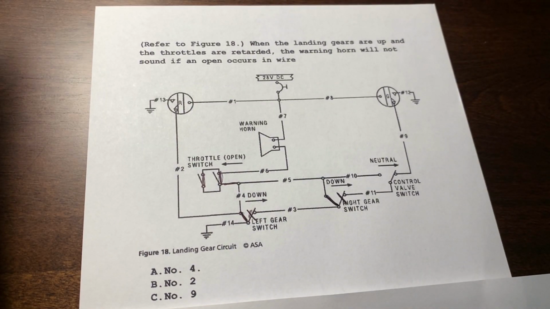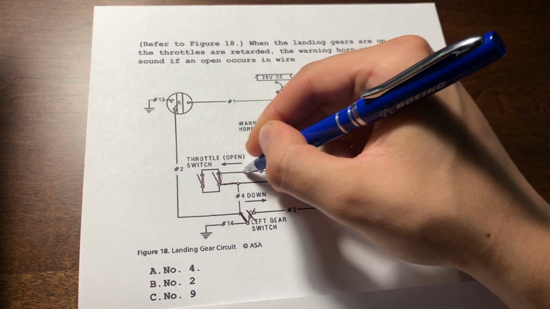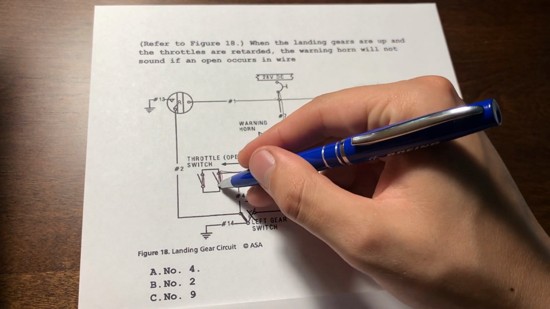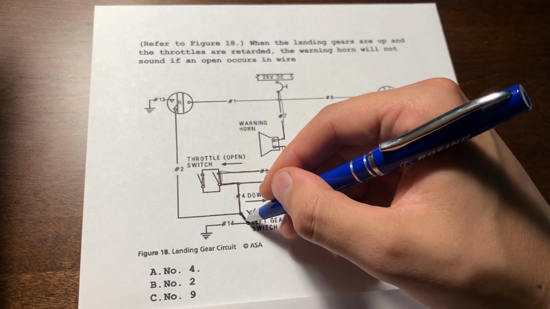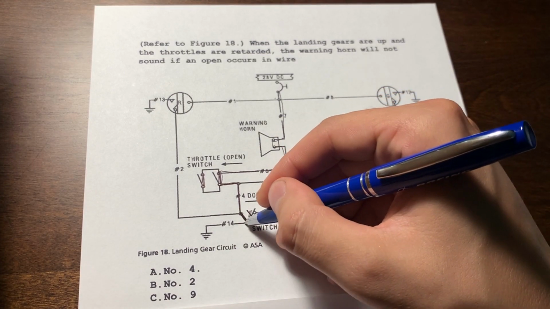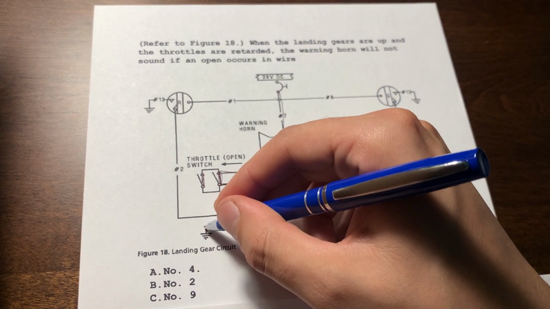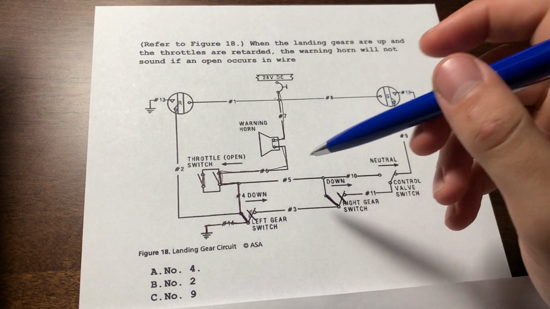So to get power and ground, it will need to come in through 7, through 6, through the throttles, through 4, through the open, up landing gear, through 14, into ground. There's really no other way for it to get ground.